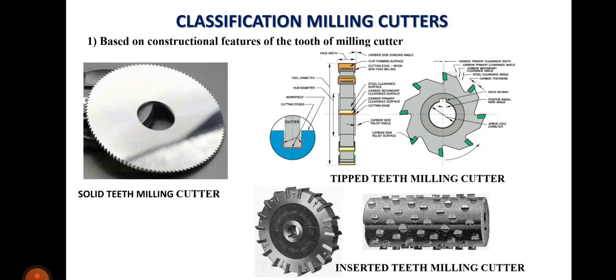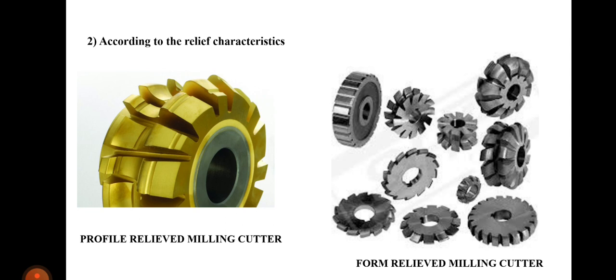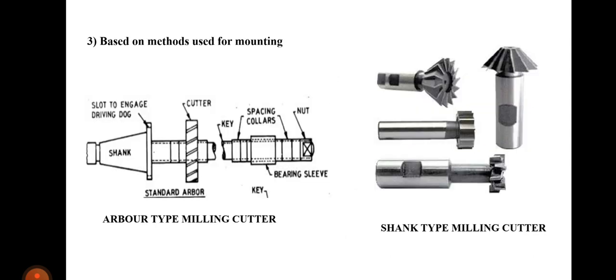Here we are going to see the figures of these milling cutters as well, based on the constructional features. The first milling cutter shown in the figure is the solid teeth milling cutter. The second one is the tip teeth milling cutter, and the third one is the inserted teeth milling cutter. According to the relief characteristic, profile relief milling cutter and form relief milling cutter are shown in the figure. Based on the method used for mounting, arbor type milling cutter and shank type milling cutters are shown over here in the figure.